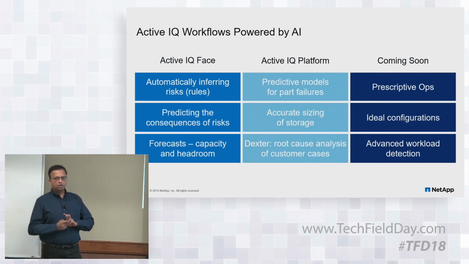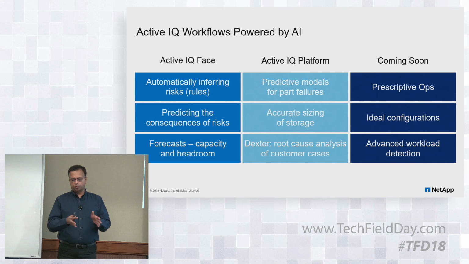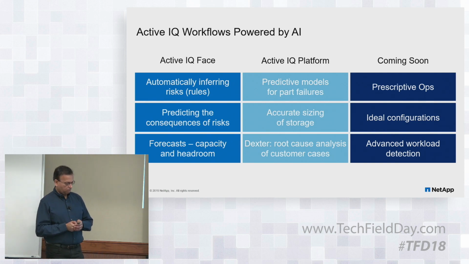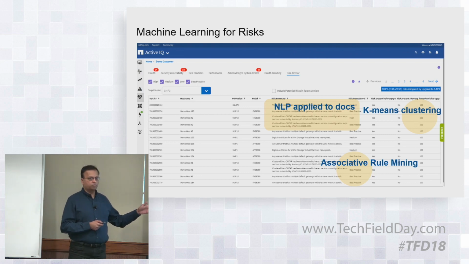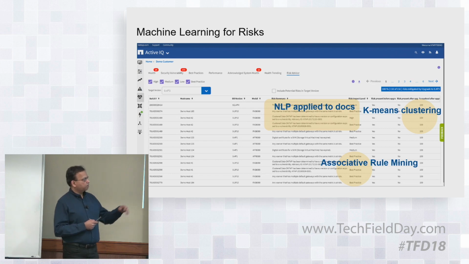So what I'm going to talk about are 3 different sort of groups of workflows that are powered by AI. And when I say AI, it's a very broad catch-all term, includes what people call machine learning as well as deep learning. So let's first look at the face, or what's visible to customers. And I'm going to focus specifically on risks, right? So Sudeep and Marty spoke about risks. This is actually I'd say one of the most popular features in ActiveIQ, to understand what are some corrective actions you can take in your ecosystem. And we apply machine learning specifically to 3 parts of this.